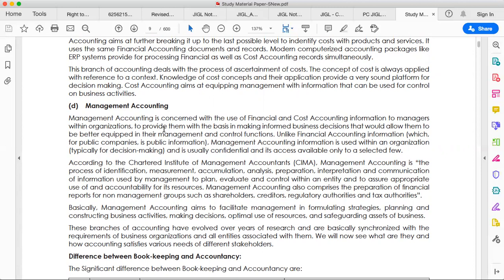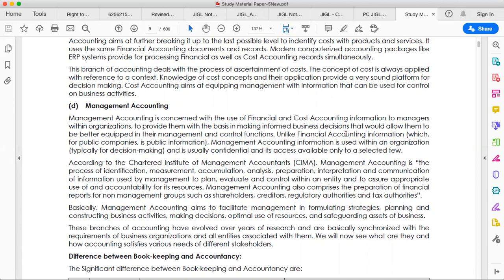So management accounting is concerned with the use of financial and cost accounting information by managers within the organization to provide them with the basis for making informed business decisions that would allow them to be better equipped in their management and control functions. Starting with what they're saying, it is concerned with the use of financial and cost accounting. So who will come first? First comes financial, then cost accounting simultaneously. But for management accounting, you'll need financial as well as cost accounting information. It will help managers to take decisions.